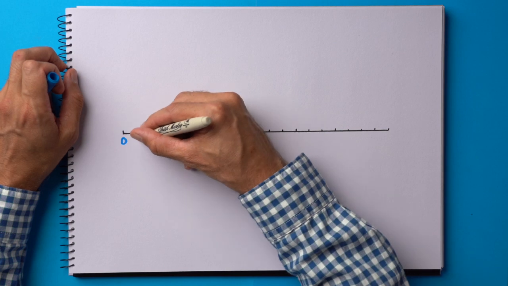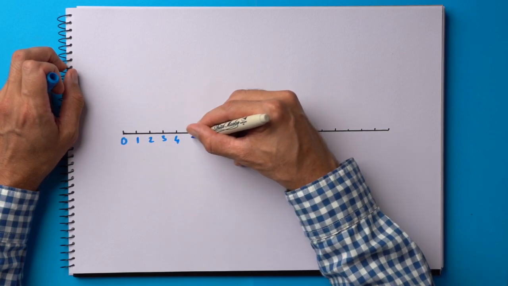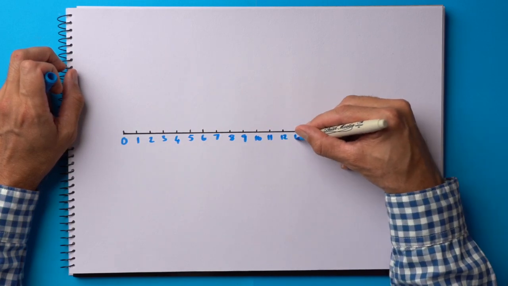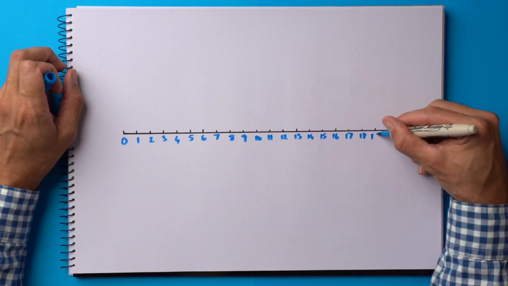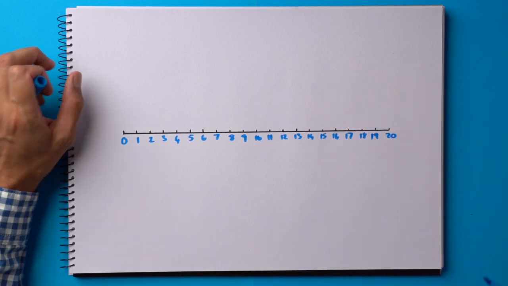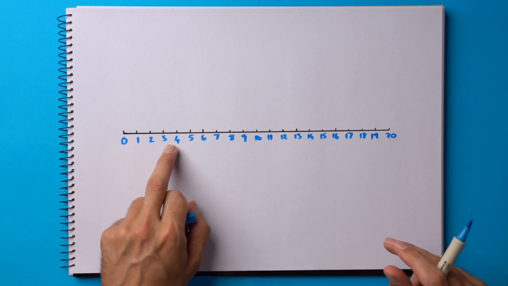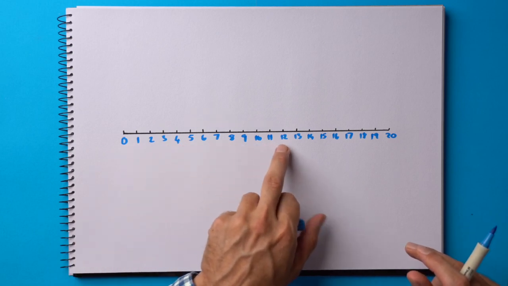But I'm just going to go ahead now and put some numbers onto this one so that I can show you how it works. 0, 1, 2, 3, 4, 5, 6, 7, 8, 9, 10, 11, 12, 13, 14, 15, 16, 17, 18, 19, 20. Each one of these points here represents a number. We can use these to help us solve addition problems, subtraction problems, all kinds of number problems.